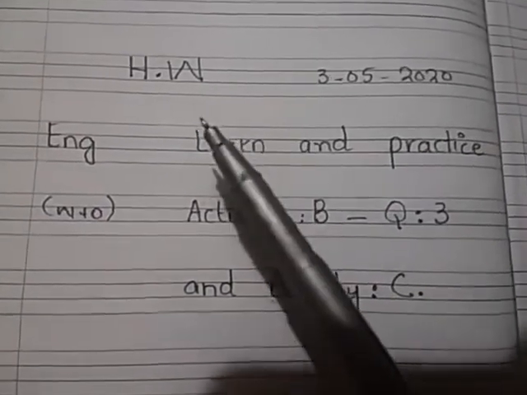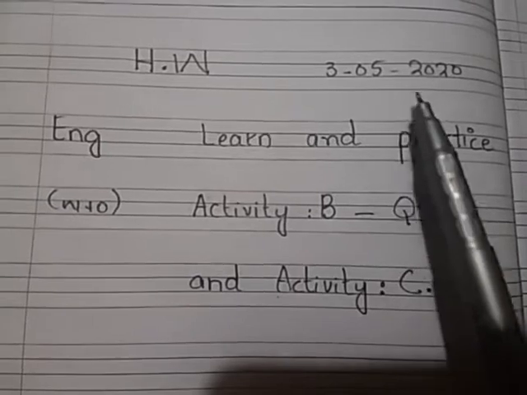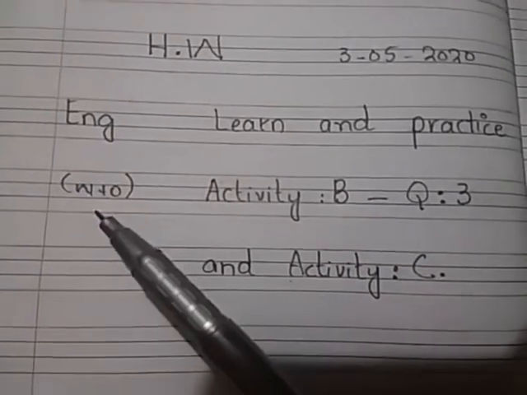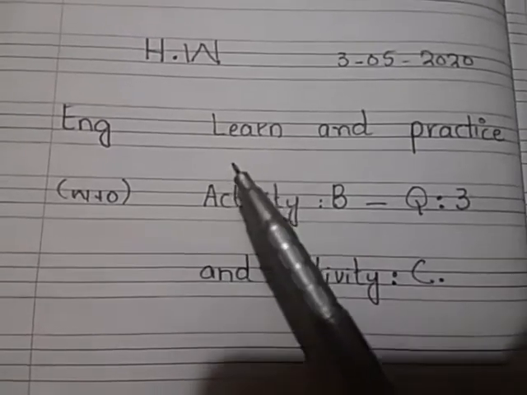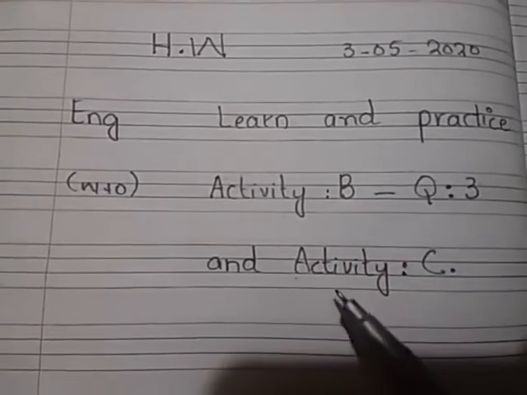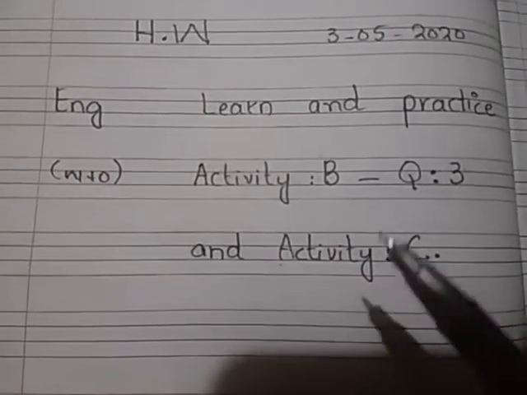Okay, dear students, this is your homework for 3rd May 2020. Note it down with yourselves. It's English written plus oral as usual. So you have to learn and practice activity B. In activity B, question number 3 and activity C on page 23, you know this.